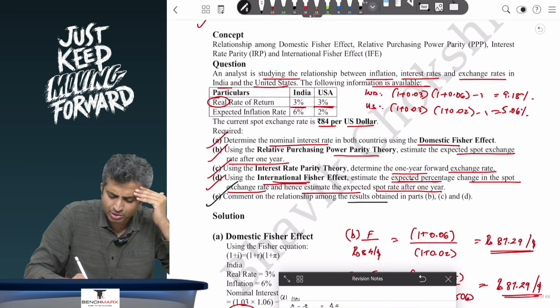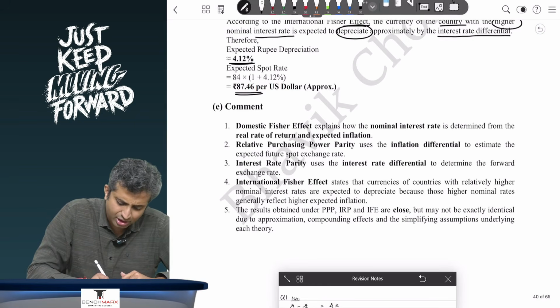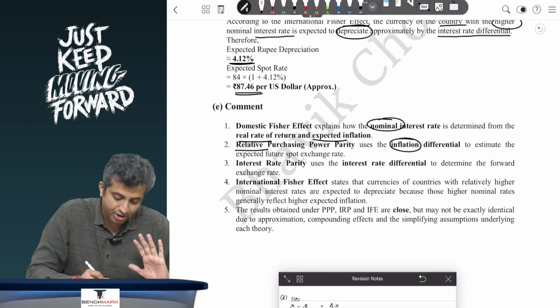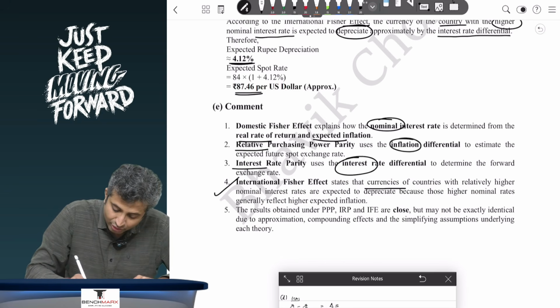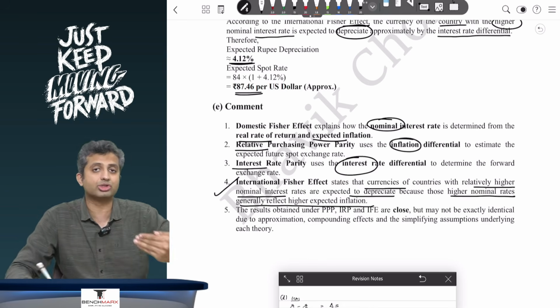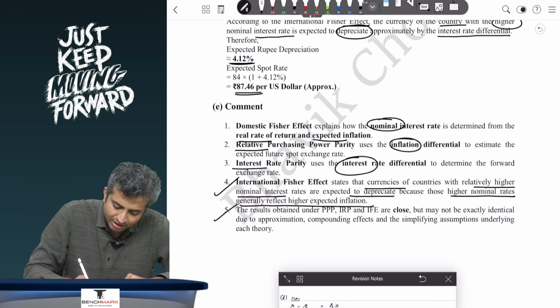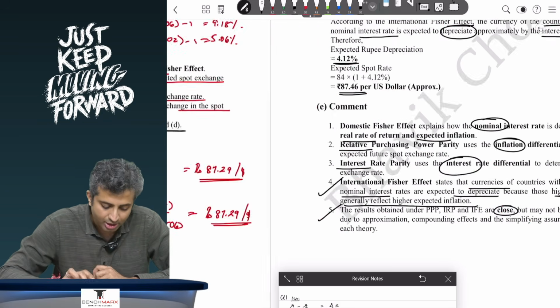Comment on the relationship between the results obtained in B, C, and D. They should give you largely consistent results. Like the domestic Fisher effect shows the relationship between the nominal rate, the real rate and expected inflation. Relative purchasing power parity theory looks at inflation differential. Interest rate parity theory looks at interest rate differential. And the Fisher effect says that the currencies of countries with relatively higher nominal rates are expected to depreciate because those higher nominal rates are generally because of higher inflation, not because of a difference in the real rates. And the results obtained by these are almost close. If done accurately, they are broadly equal.